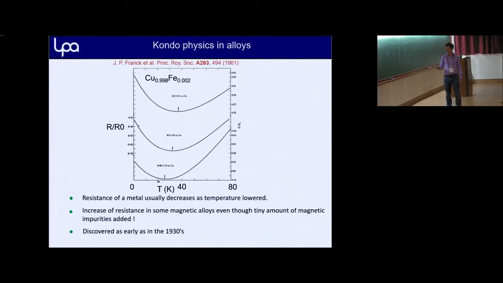And so the idea is that in these magnetic alloys, this increase of resistance is related to the screening, which occurs at low temperatures, of the dilute magnetic impurities by the conduction electrons in the host matrix. This is why it slows down the conduction electrons, and this in turn gives the increase of resistance.